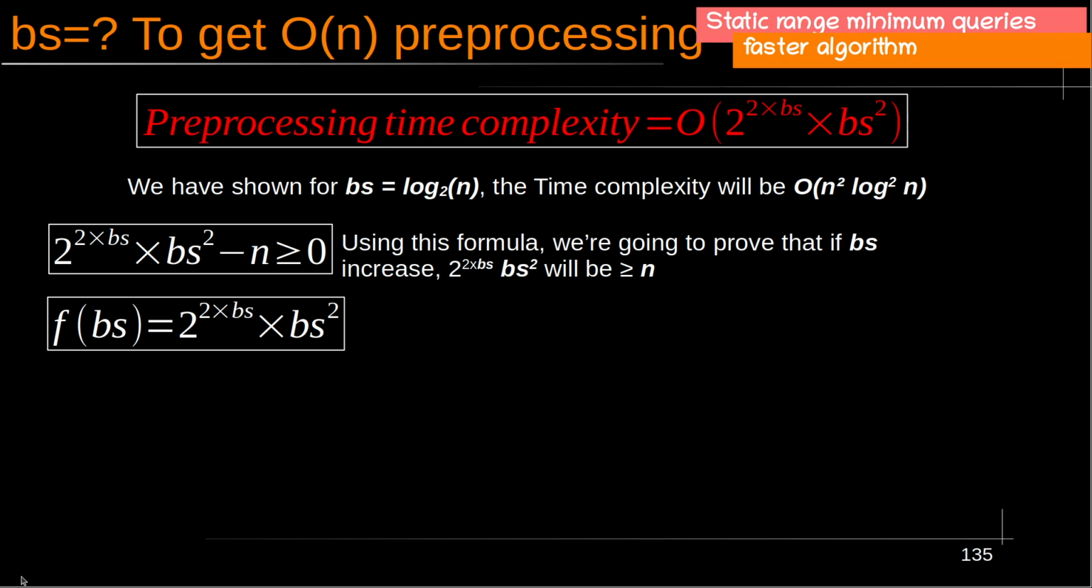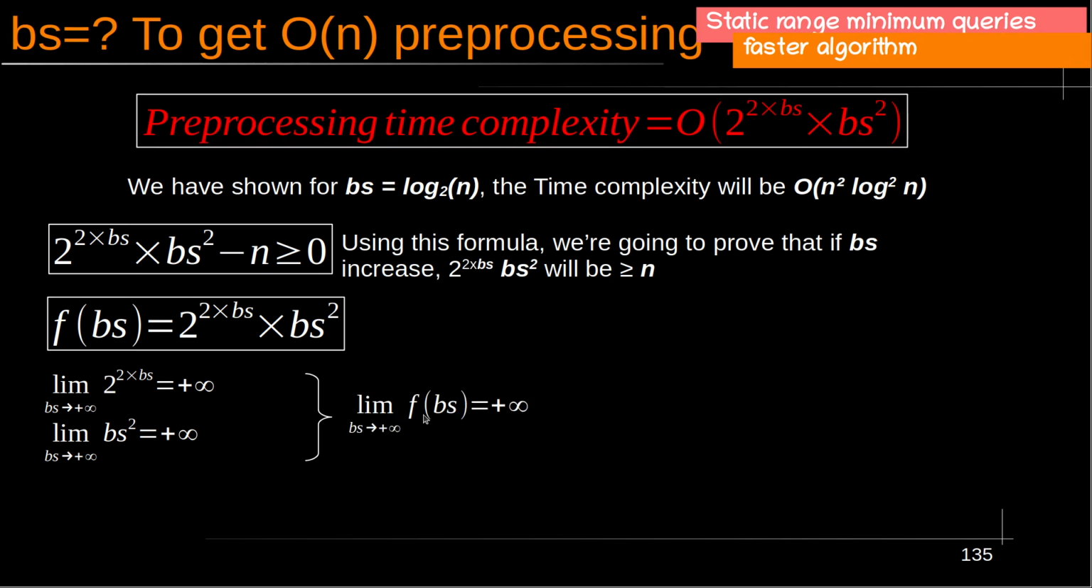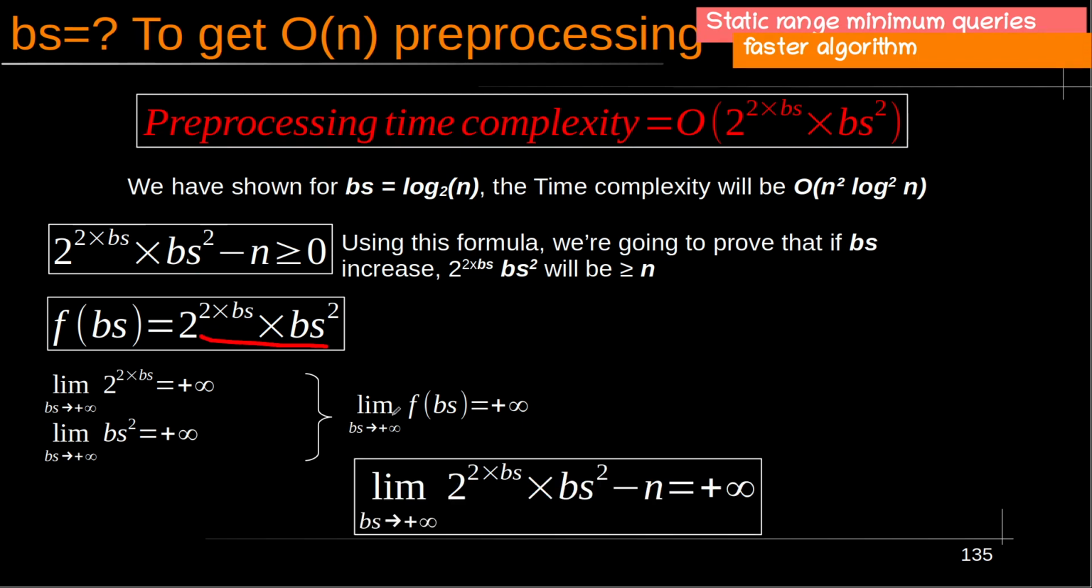To prove it, let's take this function f of BS equal to 2 power 2 times BS square. We know that the limit, if BS goes to plus infinity, of 2 power 2 times BS is plus infinity. It's very obvious. And the limit of BS square, as BS goes to plus infinity, is plus infinity. So we can say that the limit of f of BS is plus infinity if BS goes to plus infinity. So if BS increases, this formula will increase too. Okay, so if BS goes to plus infinity and this one increases, this one is constant, so the whole formula will increase to plus infinity.